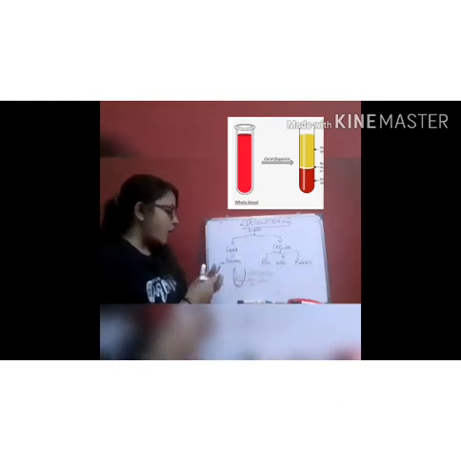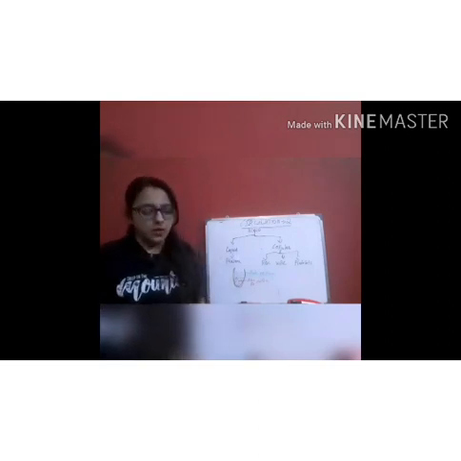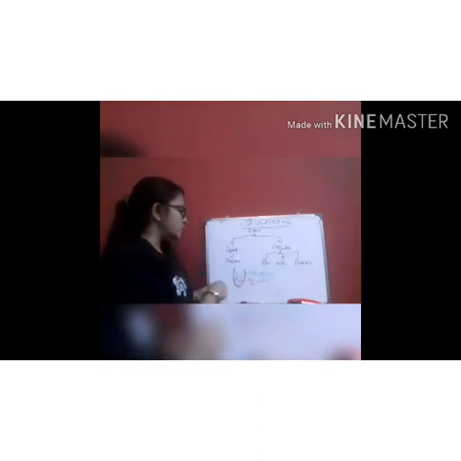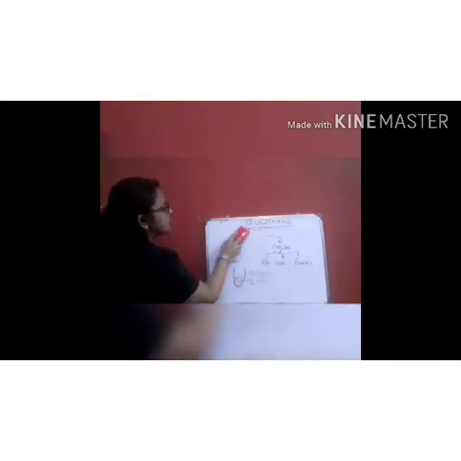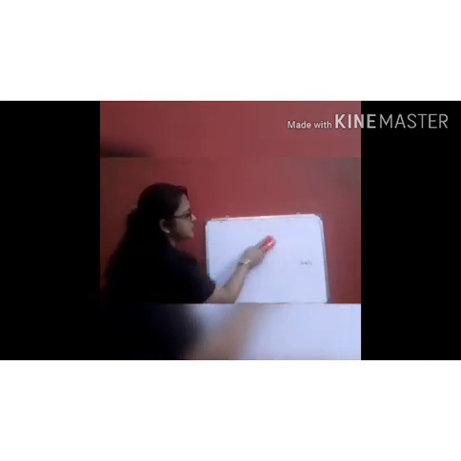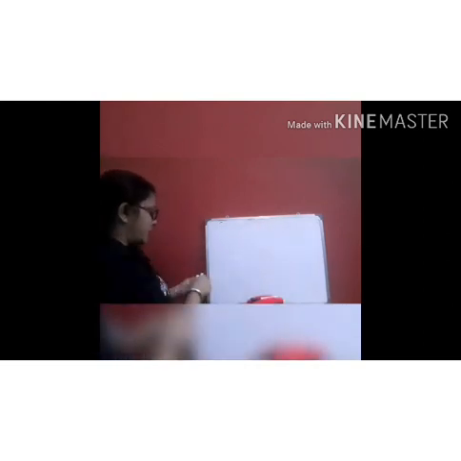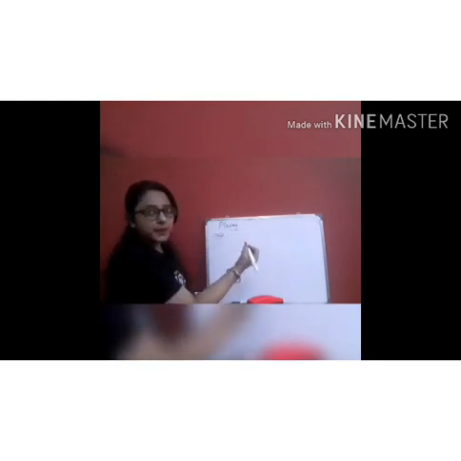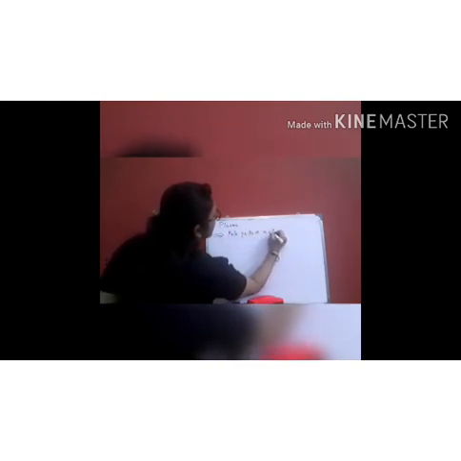So this is how you can separate blood. Now, what are the characteristic features of plasma? The first feature is, plasma is pale yellow in color.